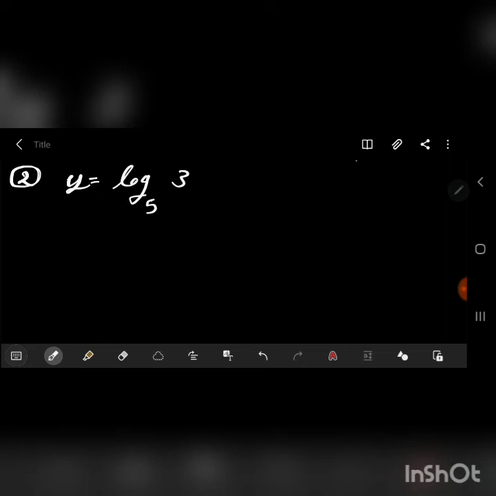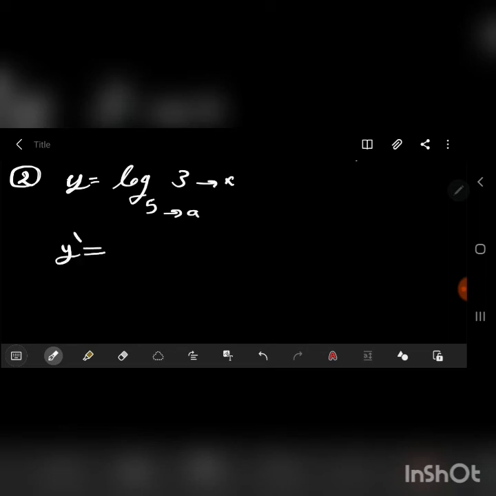I said its derivative will be 1 over x ln a. Who's x? Which one is x? X here, a here. So its derivative will be 1 over x ln a. So 1 over 3 ln 5. Its derivative will be 1 over 3 ln 5. Because I know its rule, because I know its derivative, I simply solve it.